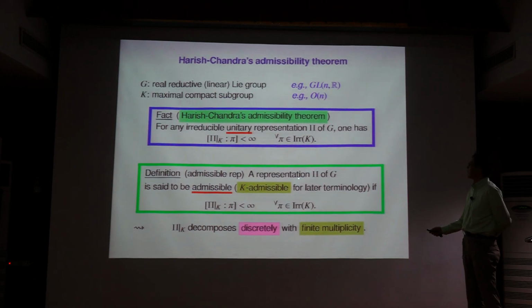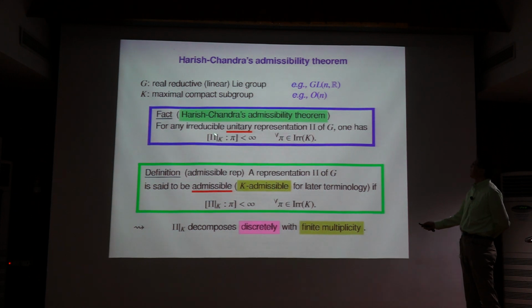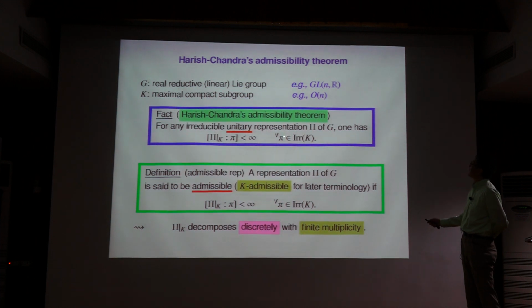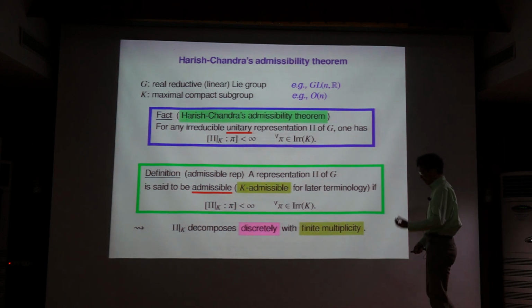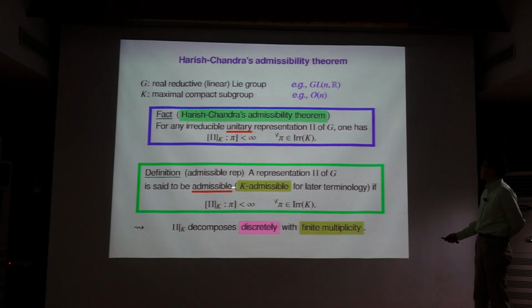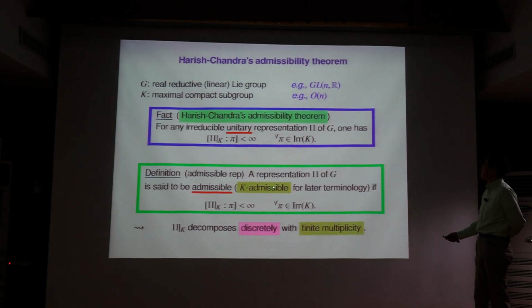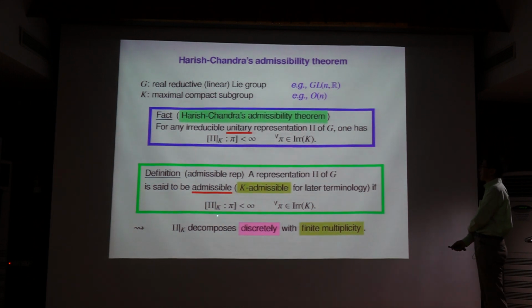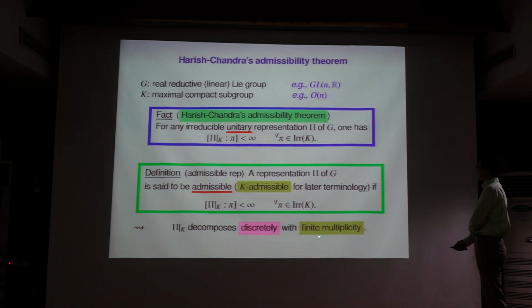Now we use the following usual terminology. As in the previous talks, I use capital Pi for a representation of the larger group, and lowercase pi for a representation of the subgroup, if we are thinking of restrictions to subgroups. Our representation is said to be admissible, and for our later terminology, we shall call this K-admissible, because we want to change subgroups, if each K-type appears finitely many times, as in this condition. So there are two features: one is that it decomposes discretely, which is obvious when the subgroup is compact, and the other is the finite multiplicity property.